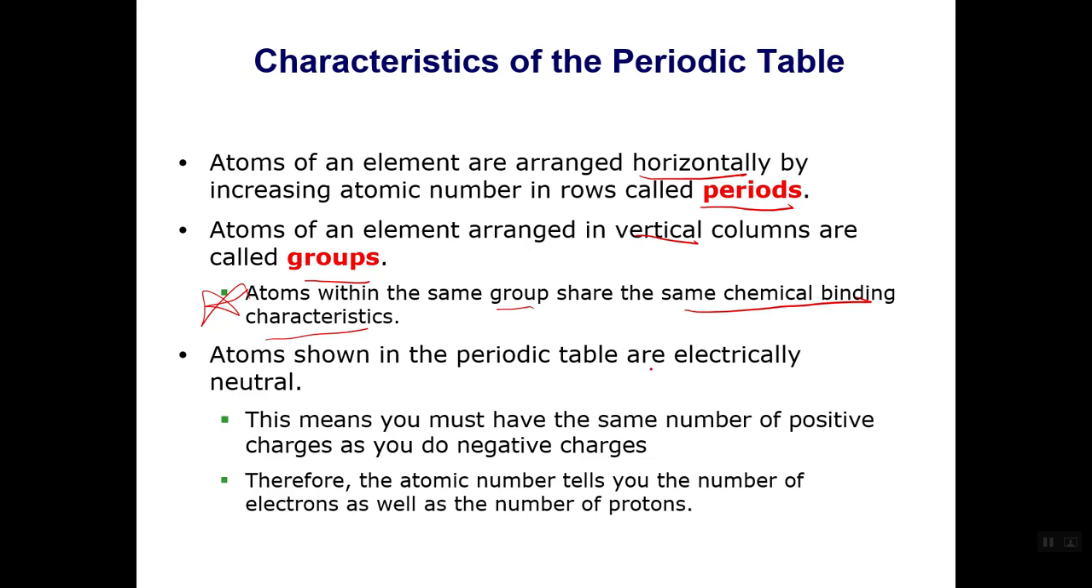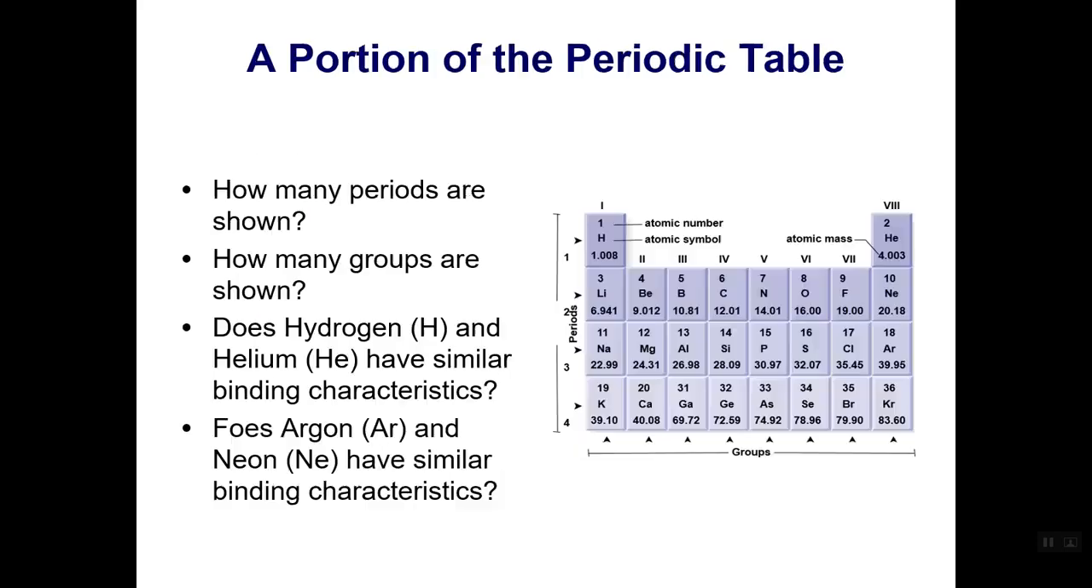And again, we've already mentioned this. The atoms on the periodic table are electrically neutral. And that means you must have the same number of positive charges as you do negative. So the atomic number, which tells you the number of protons, also tells us the number of electrons, because it's electrically neutral and for every positive proton, you have to have a negative electron.